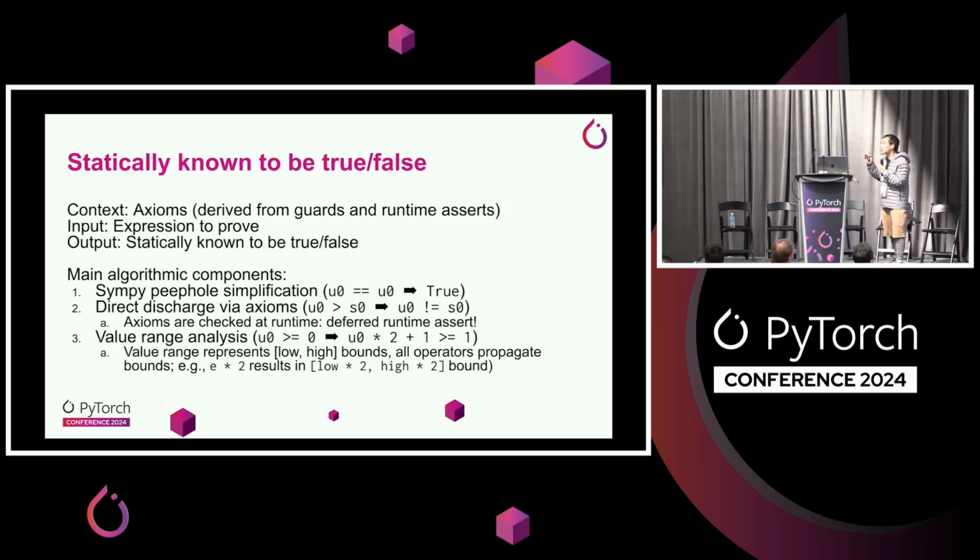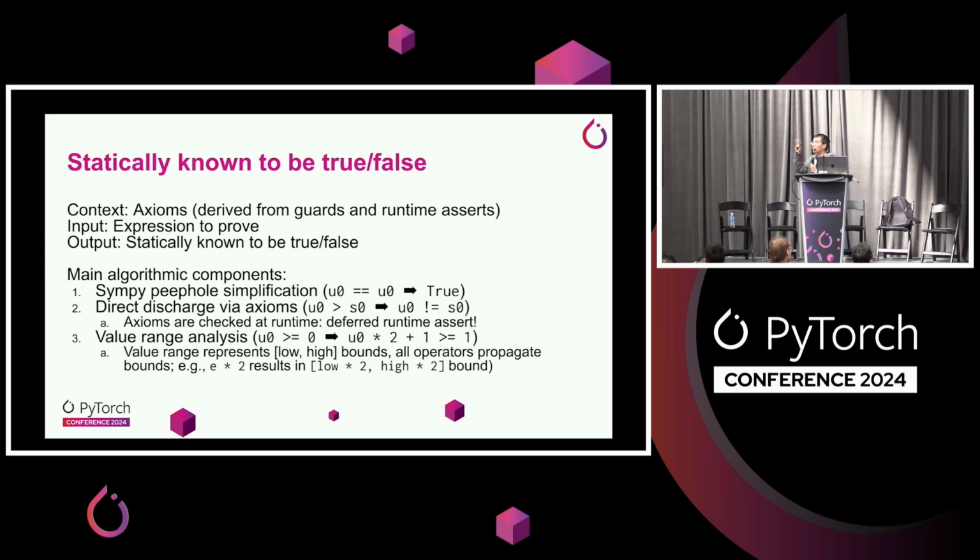So we have to look a little bit more at what this statically known to be true or false algorithm does. And we put some stuff in it, but it's actually, at some fundamental level, a very simple solver. It's not like something like Z3, where we're doing very complicated solving. So we have some axioms. Those are just the things that we already know to be true, things we've already guarded on, things that we've done error checking on. And then we have some expression, and we want to know if it is true or false, or maybe we don't know, and we're just going to raise an error in this case.